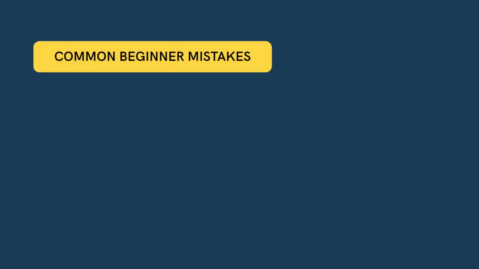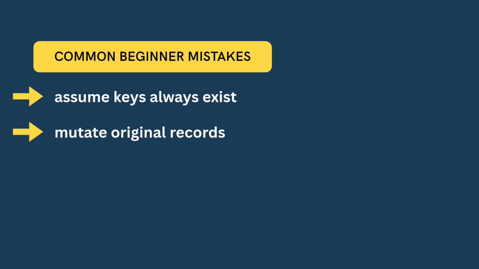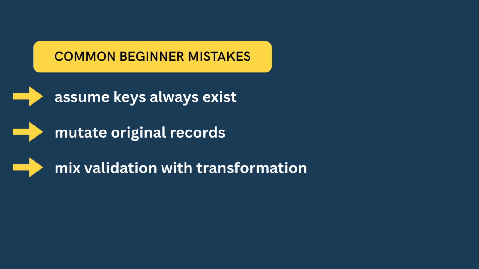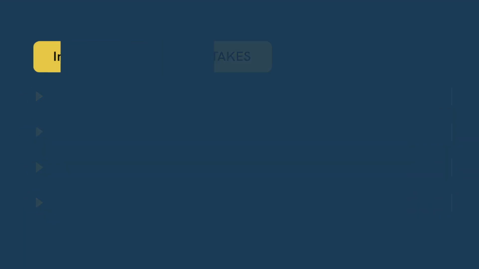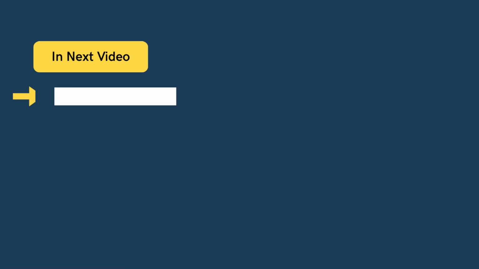Now let's see common beginner mistakes. Beginners often assume keys always exist. They mutate original records, they mix validation with transformation, and they duplicate logic everywhere. In this video, we learned about dictionary operations. In the next video, we will learn about sets.